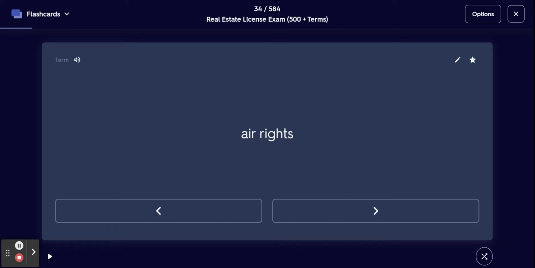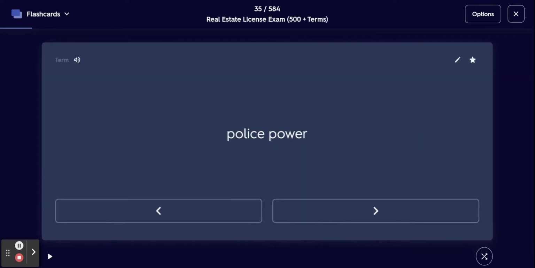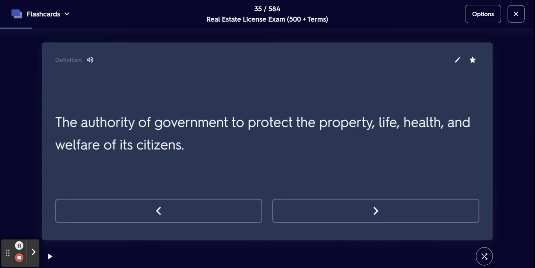Air rights. The freedom to use the open space above a property. Police power. The authority of government to protect the property, life, health, and welfare of its citizens.